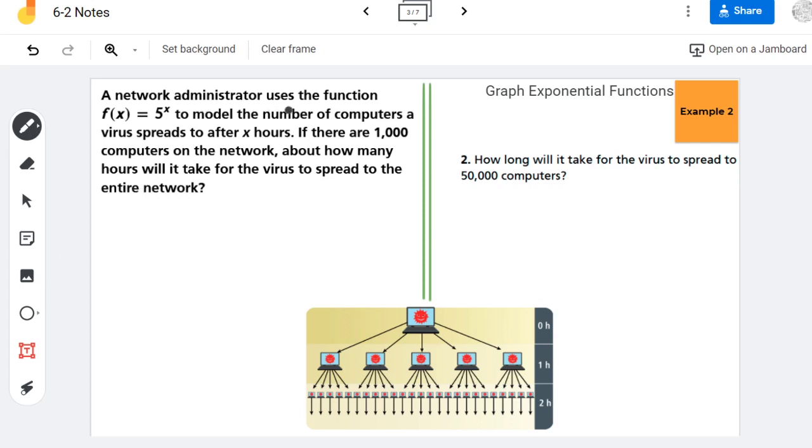So it says that there's a network administrator who's using the function f of x equals 5 to the x power to model the number of computers that a virus spreads to after x hours. It says if there's 1,000 computers on the network, about how many hours will it take for the virus to spread to the entire network?